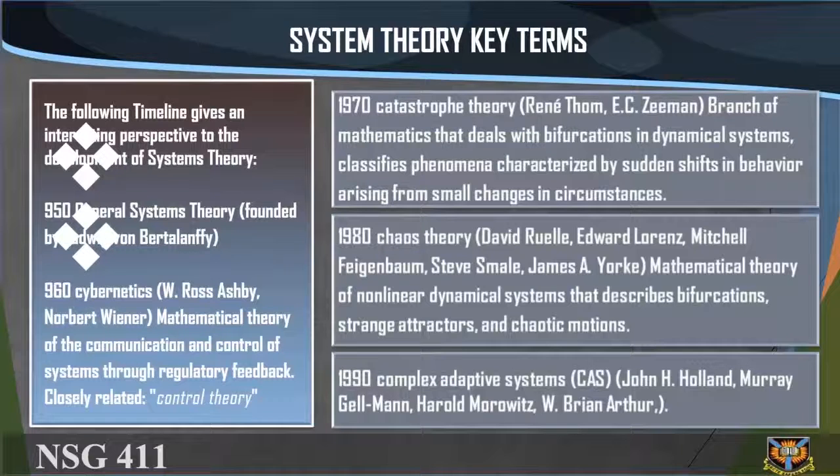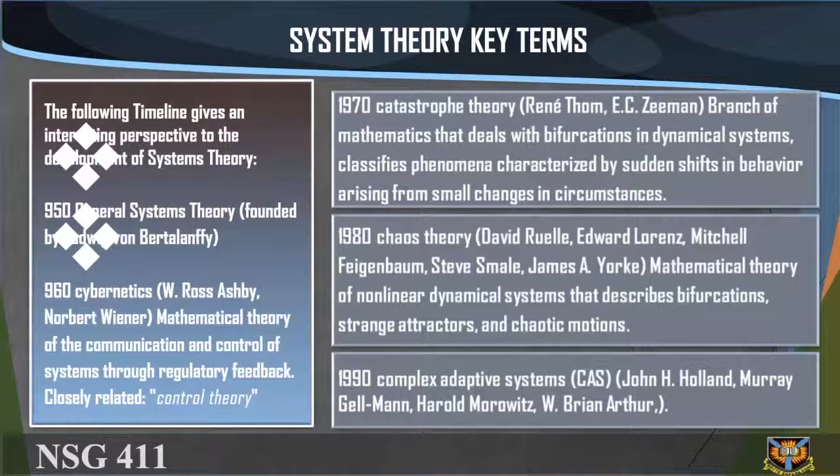Norbert Wiener. Mathematical theory of the communication and control of systems through regulatory feedback, closely related to control theory. 1970, catastrophe theory, René Thom, Zeeman: branch of mathematics that deals with bifurcations in dynamical systems, classifies phenomena characterized by sudden shifts in behavior arising from small changes in circumstances. 1980, chaos theory, David Ruelle, Edward Lorenz, Michel Feigenbaum, Steve Smale, James A. Yorke: mathematical theory of nonlinear dynamical systems that describes bifurcations, strange attractors, and chaotic motions.